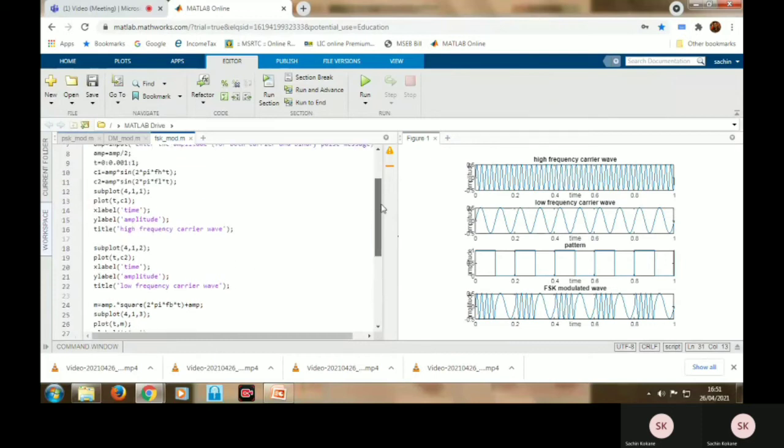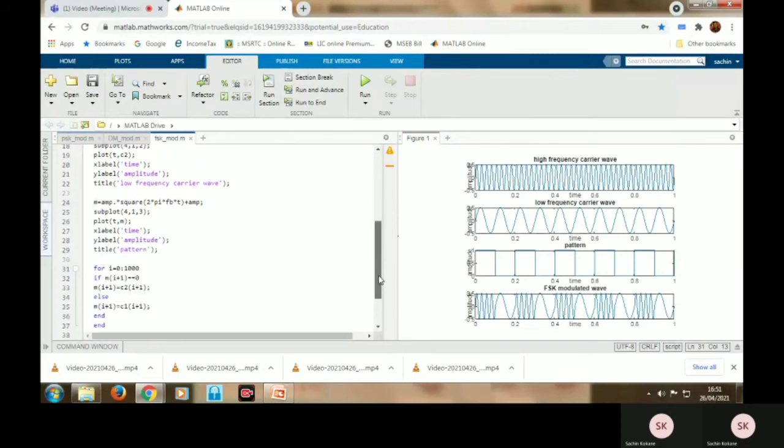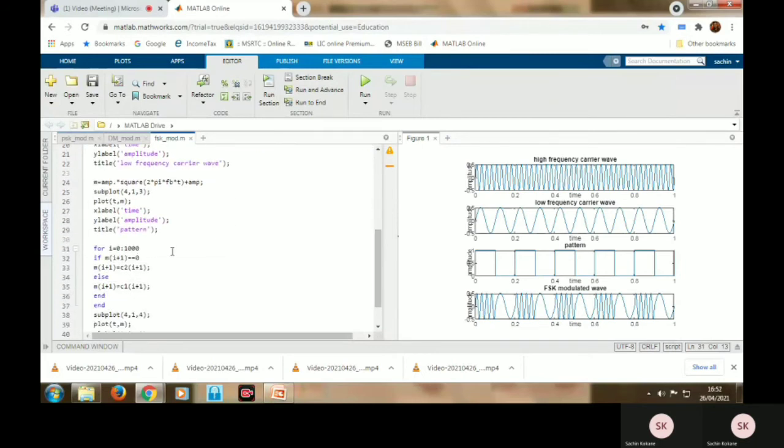As we have discussed earlier, the total number of instants is 1000. T is equal to 0 to 1, and the interval is 0.001, which means a total of 1000 samples will be there, and we have to process all those 1000 samples. So for that I'm using a for loop, and that for loop is running from i equal to 0 to 1000.